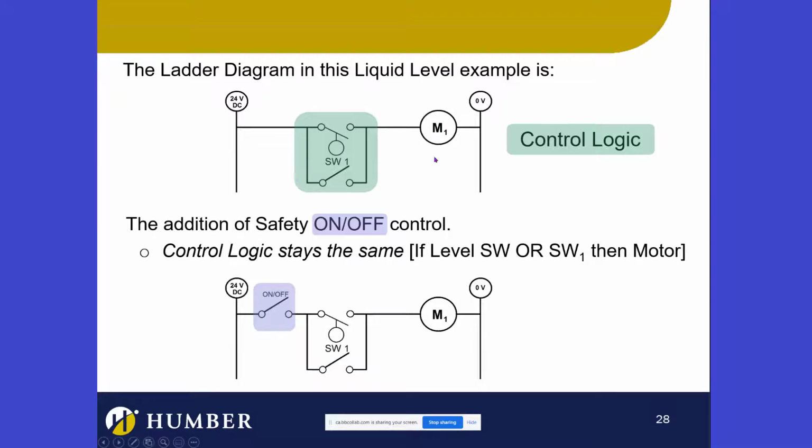So this is the logic here. I'm going to go back to those other slides, but in this example, we can say if level switch or the switch, then the motor comes on. It's that simple. And if the motor comes on and opens a gate, then the water level is going to go down, and eventually this switch is going to become open.